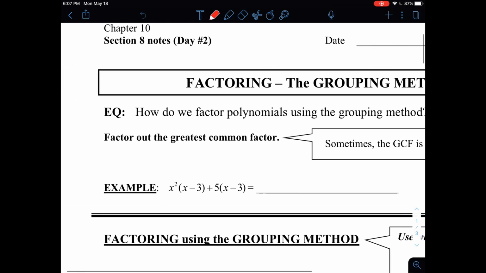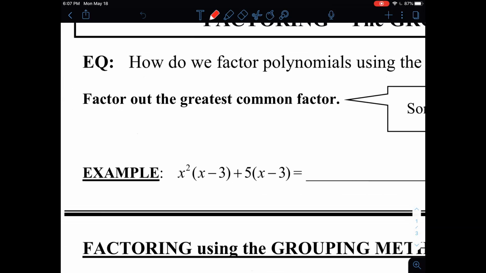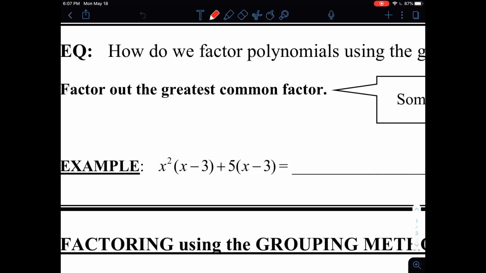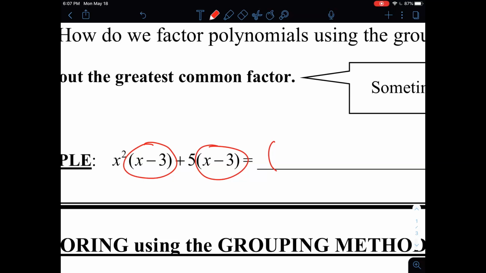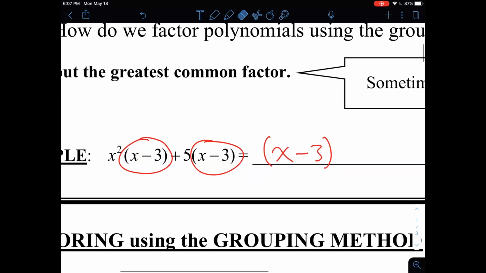So we have x squared times x minus 3 plus 5 times x minus 3. You can see we have an x minus 3 in both of these. So we can pull that out in front like we did before with the GCF. After we divide both by x minus 3, what's going to be remaining is the x squared plus 5.